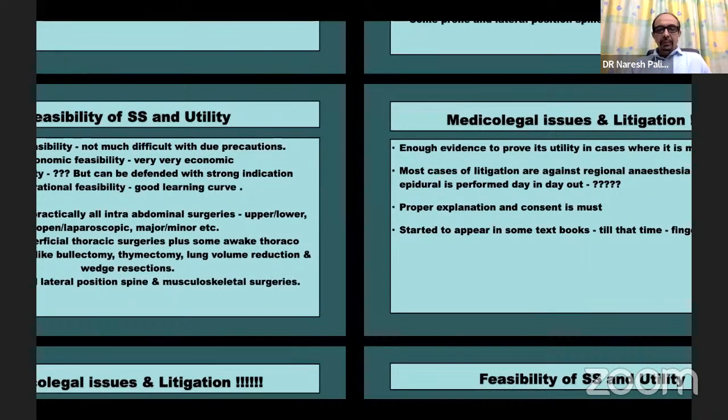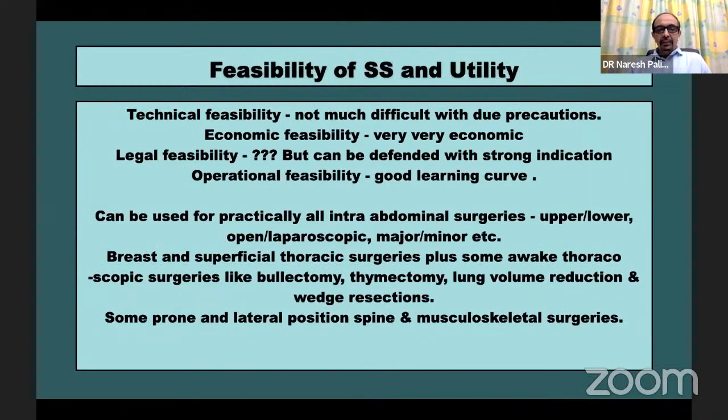The feasibility of segmental spinal and its utility. Technically, it's not very difficult with due precautions. Economically, it's very, very economical. Legal feasibility is still a question mark, but can be defended with strong indications. Operational feasibility is good for experienced clinicians with a good learning curve. It is very much feasible. It can be used for practically all abdominal surgeries, whether upper, lower, open, laparoscopic, major, minor, even for breast and superficial thoracic and some thoracoscopic surgeries, and some prone and lateral position and musculoskeletal surgeries.